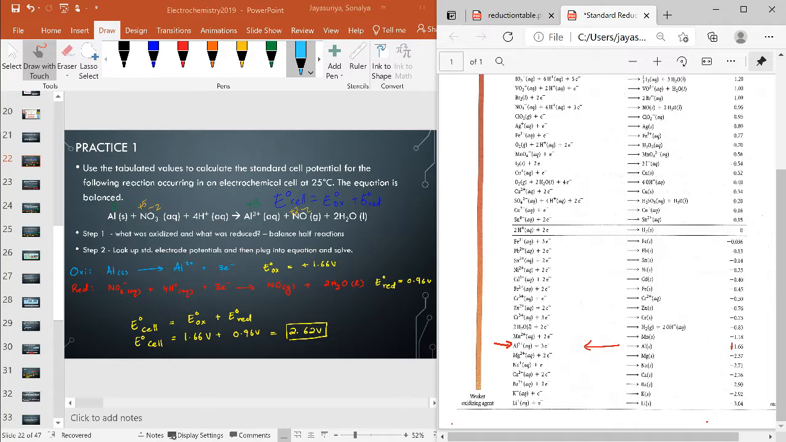And then you can find the one for nitrate up here. It is 0.96 right there, 0.96, and that value you keep as it is. Remember, any value that is above the standard hydrogen electrode, which is right here, is going to be positive. That means it likes to be reduced, and any value that is below that is going to be negative for reduction potentials, and that is going to want to be more oxidized, okay? So E oxidation plus E reduction gives you 2.62 volts for the cell potential of this particular galvanic cell.